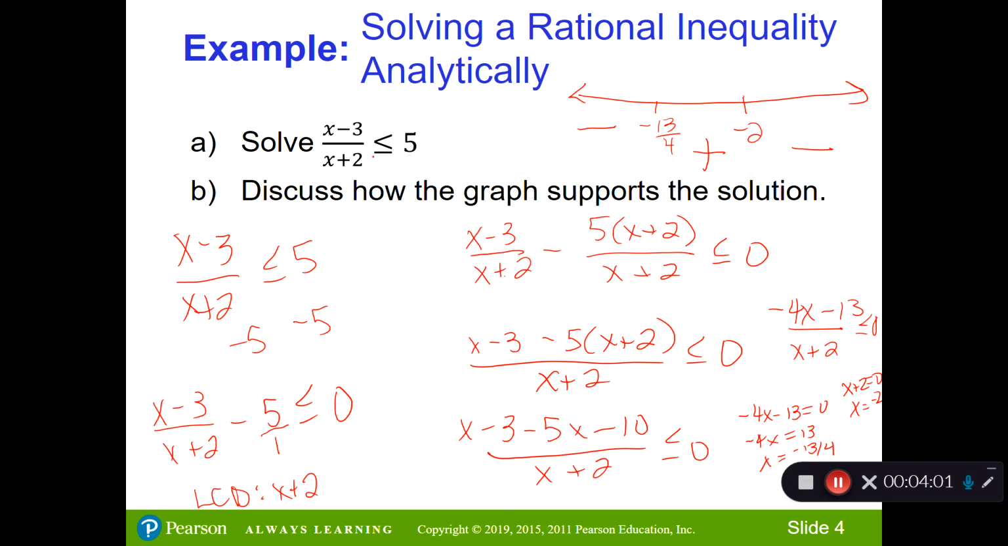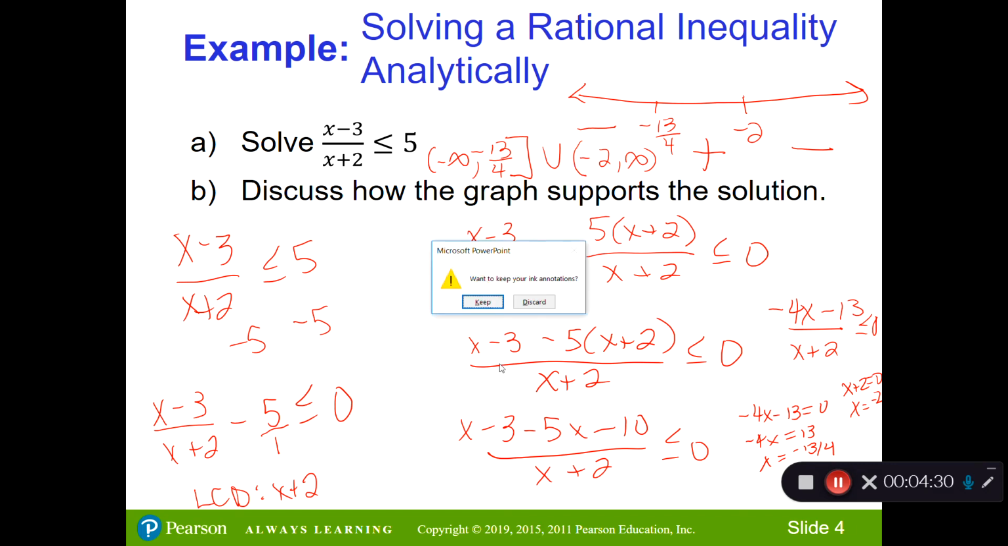So where is it that we're less than or equal to 5? In this region and this region. That would be from negative infinity to negative 13 over 4. I have an equal here, so I'm going to include that point. And then again over here from negative 2 to positive infinity. You want to put the parenthesis here, because this came from the denominator, so it can't be included as part of the solution since it would make the expression undefined.